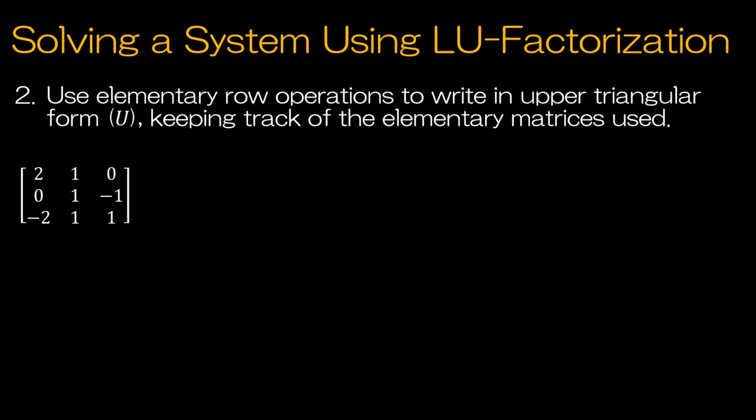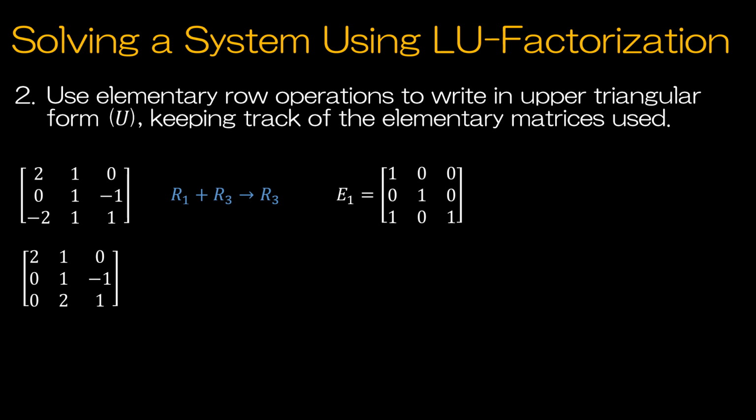Step 2 is to take our coefficient matrix and rewrite it using row operations in upper triangular form. Again, we're going to keep track of the matrices that we use. Whether or not you choose to show this row operation is completely up to you. If you're just learning elementary matrices, it might be helpful. Row 1 plus row 3 is my new row 3. How does that translate into an elementary matrix? I would have a 1 here to indicate that I'm adding row 1 to row 3.